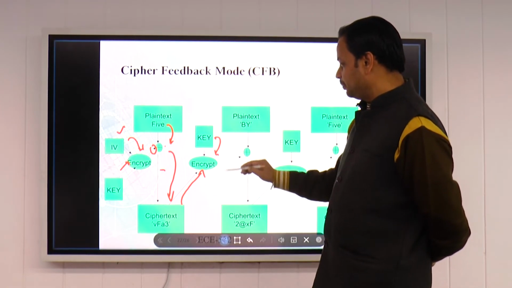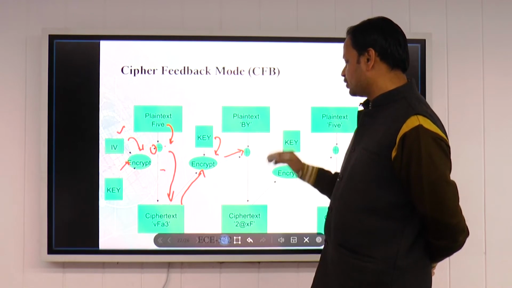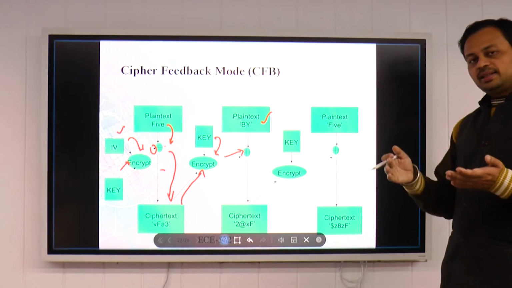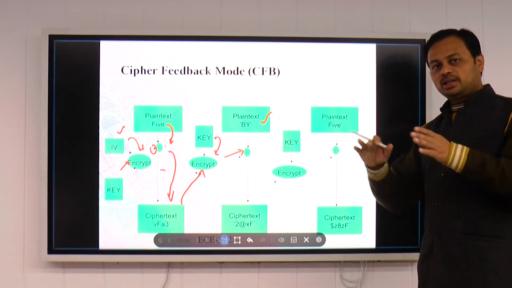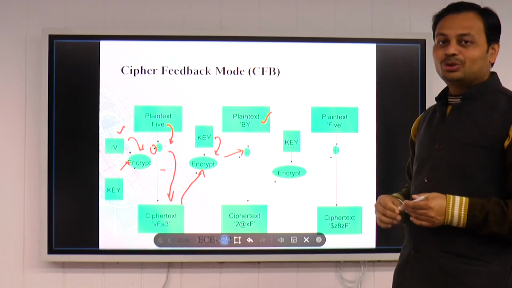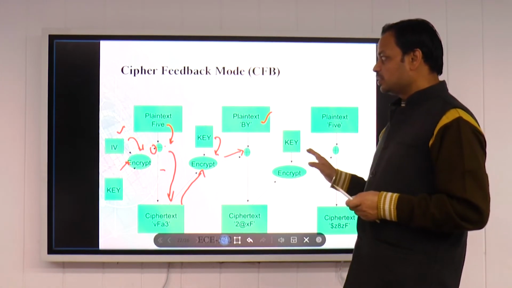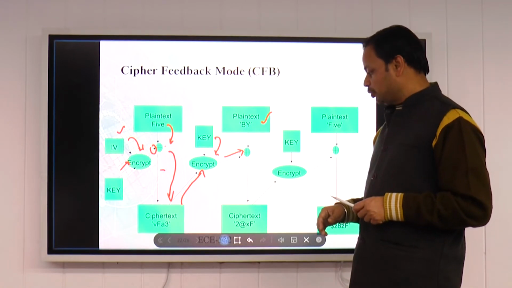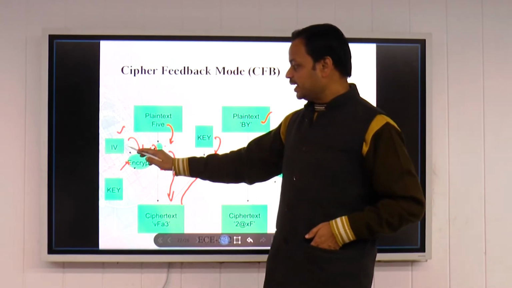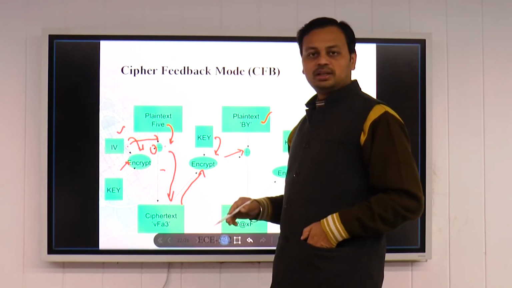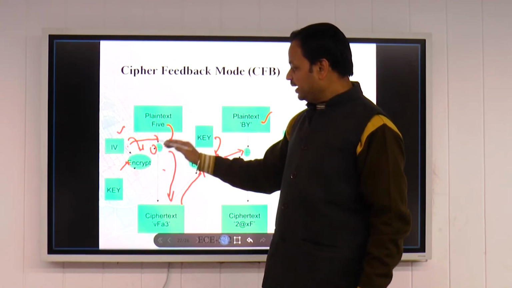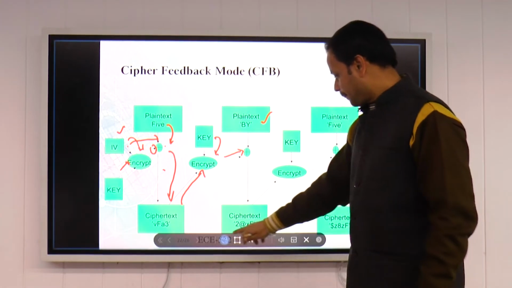Again, the initialization vector is encrypted with the key. The output is XORed with the plain text. So likewise, again, we are just trying to confuse. We are just trying to use a different method so that the hacker is not able to understand. Okay. So this is what we call cipher feedback mode. The only difference between the previous one and this is that in the previous, the initialization vector is directly XORed. In this, first the initialization vector is encrypted with the key, then it is XORed. Okay.